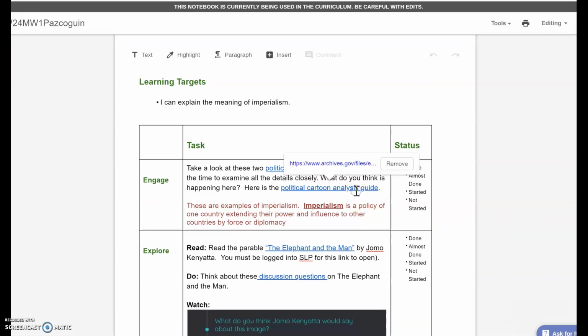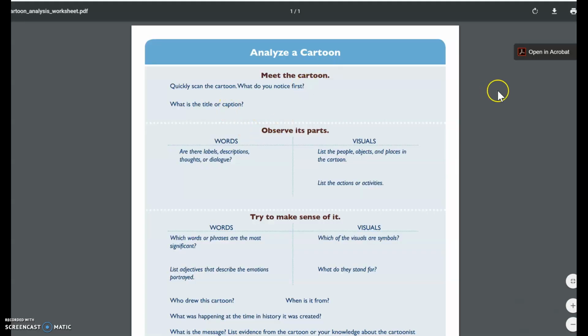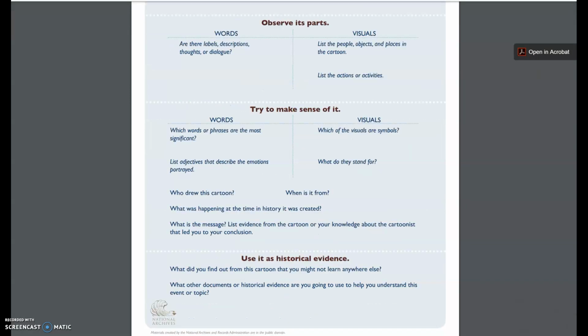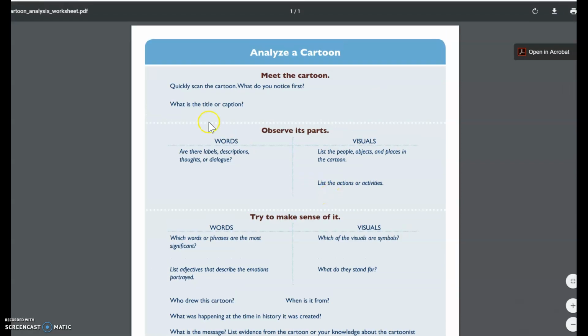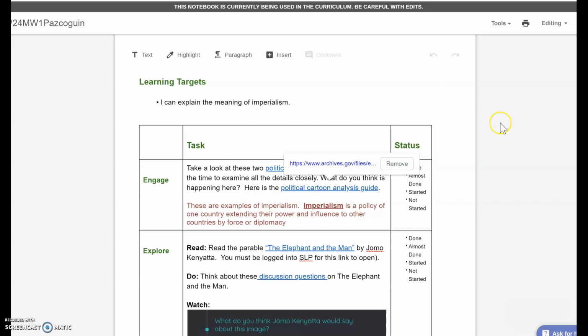And remember, when you're looking at political cartoons, I would bookmark this as a favorite. This is the cartoon analysis worksheet from the National Archives, and it walks you through the steps to analyzing political cartoons so you don't miss anything. So you should make that a favorite of yours.